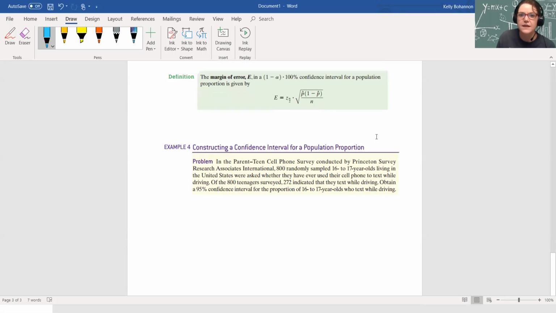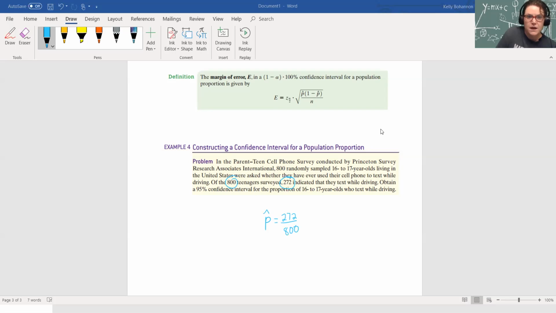In a parenting cell phone survey conducted by Princeton Survey Research Associates International, 800 randomly sampled 16 to 17-year-olds living in the United States were asked whether they have ever used their cell phone to text while driving. Of the 800 teenagers surveyed, 272 indicated that they did text while driving. That number is probably really low. So this is going to be our p hat. So p hat is going to be 272 divided by 800.